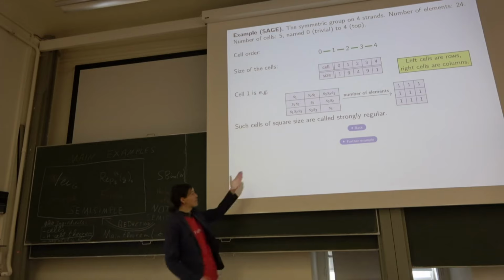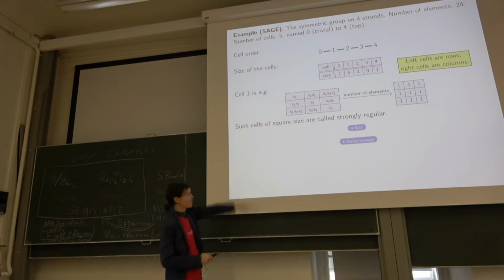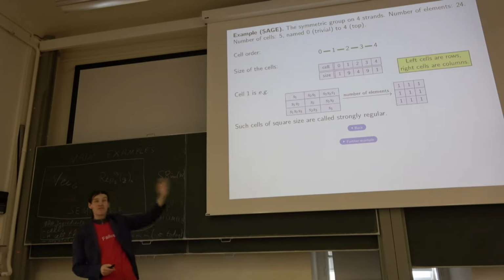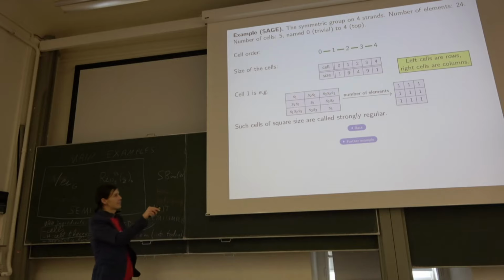And all you do in this theory is you remember, so this is the cell, this one, the 9 times 9 cell. You write it in terms of left cells, which are my columns, and in terms of right cells, which are my rows. And you just remember the number of elements, because in the end, it doesn't really matter what kind of elements you see here. Just remember the number of them.